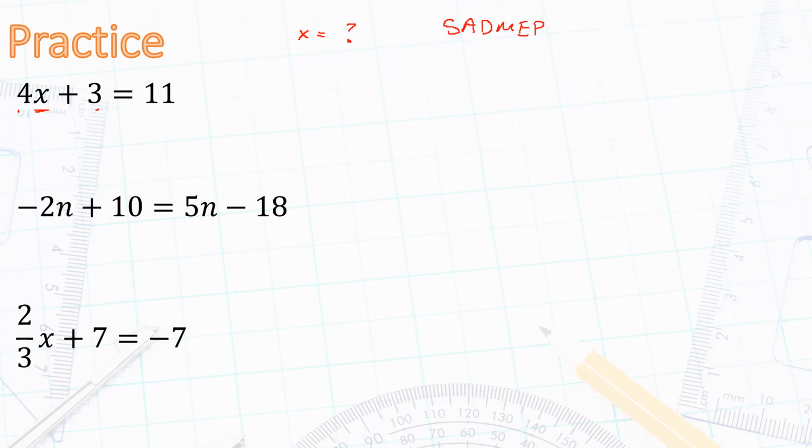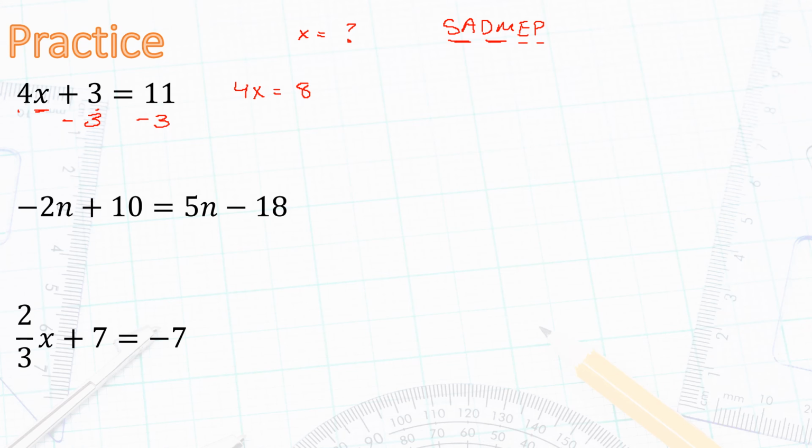Or SADMEP, as I like to think of it in my head when I'm writing this out. So we do any addition, subtraction first, then division, multiplication, then exponents, then parentheses. So in here we've got 4 times x, so there's multiplication going on, and then plus 3. And we're trying to think again, how is it being applied to x? So 3 is being added to it, so it means the first thing we're going to do is subtract 3 from both sides. So that will leave me with 4x is equal to 11 minus 3, which is 8.